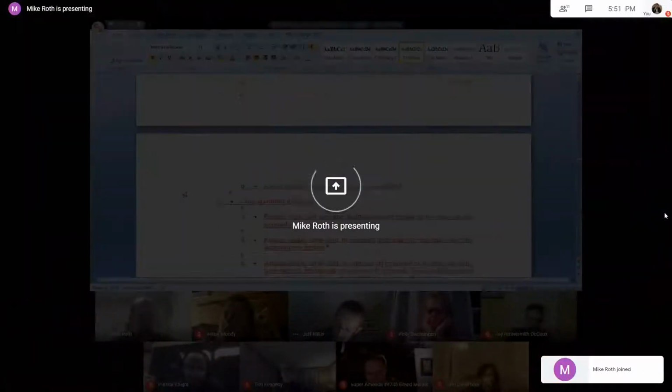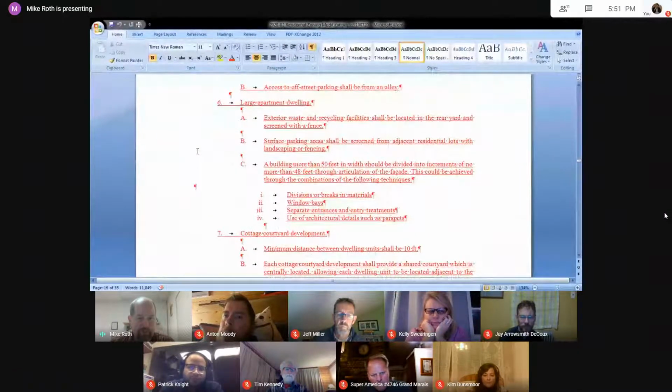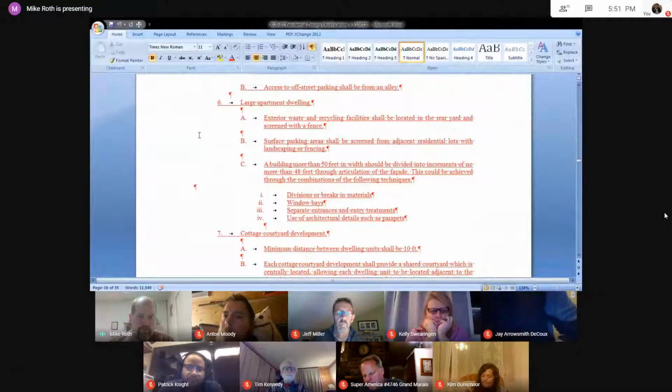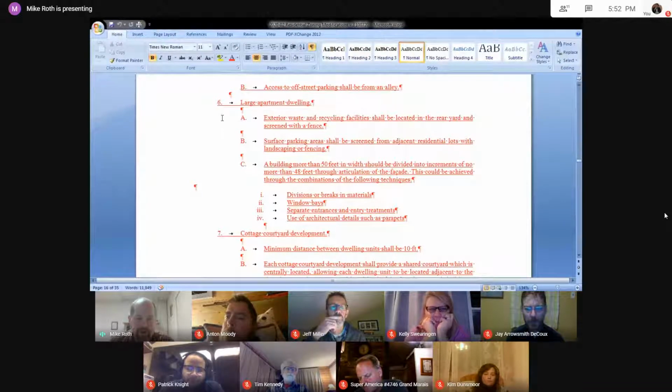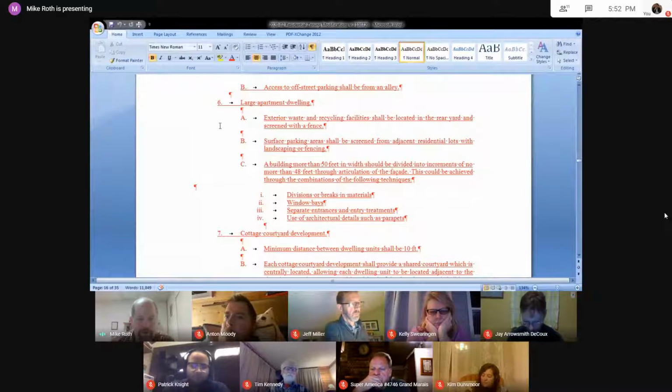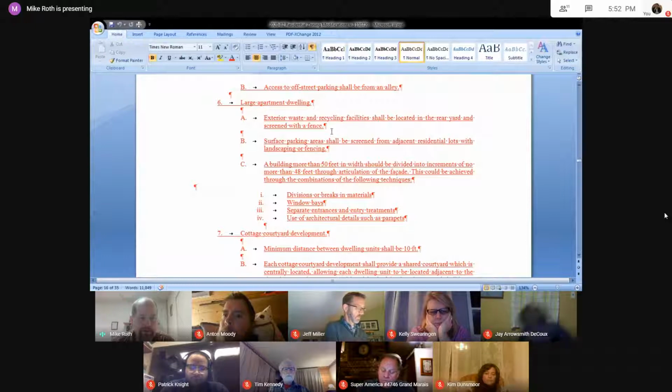All right, let's jump back in and see what else we can come up with. The next use that we add use-specific standards for is large apartment dwelling. So first we say the exterior waste and recycling facilities shall be located in the rear yard and screened with a fence. I think the thought here was a small apartment dwelling could still act a lot like a duplex or a triplex where everybody's taking care of their own garbage and it's not an issue. But once you get to a larger development, we need to start requiring folks to plan for this for the entire facility. And we don't want to see everybody's garbage cans out in random places. So this is just an issue that was taken care of.